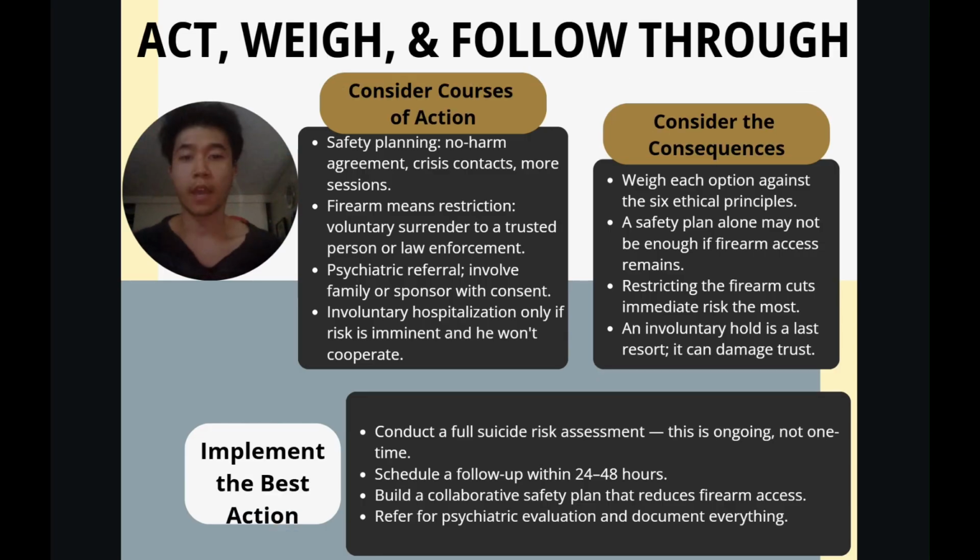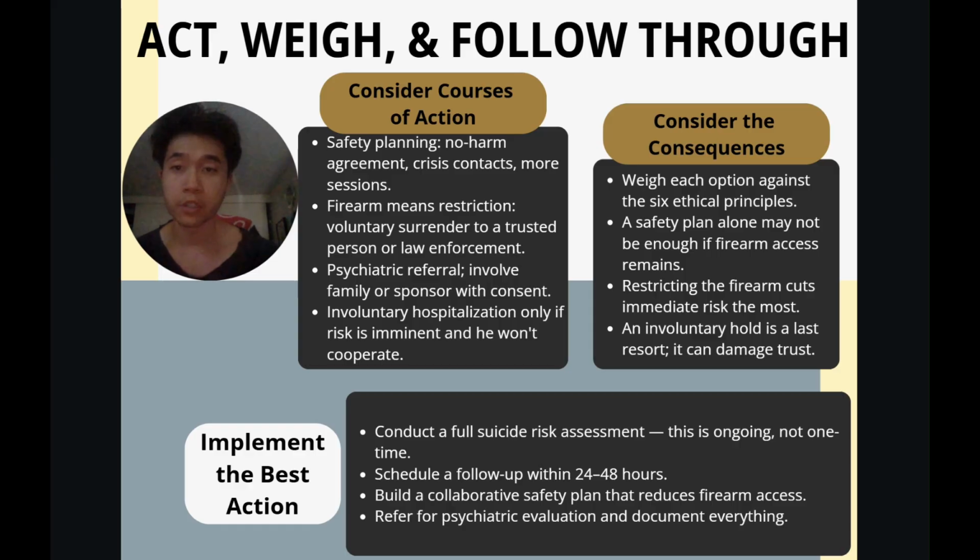Act, weigh, and follow through. Step six would be to consider courses of action and brainstorm a lot of options, one of which could be safety planning, which would be a no harm agreement. Option two would be firearm restriction, which in his case would be a little difficult because this breaks trust in Clayton's case. Another option is psychiatric referral. The family would support, the sponsor would consent, and also involuntary hospitalization, which is a risk and imminent if he does not cooperate.